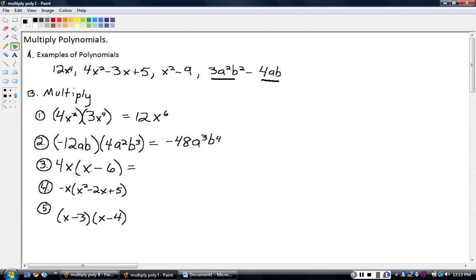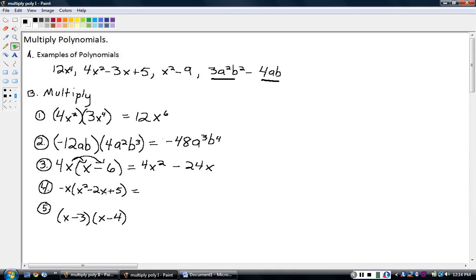Okay, a little bit harder. I'm going to multiply a one term by a two term. Monomial times a binomial. How do I do that? I distribute. This is something you've done before as well. 4x, I'm going to have to distribute that here, and then I'm going to have to multiply it here. So 4x times x is 4x squared. And then 4x times negative 6, negative 24x. Easy stuff, right? Easy chapter.